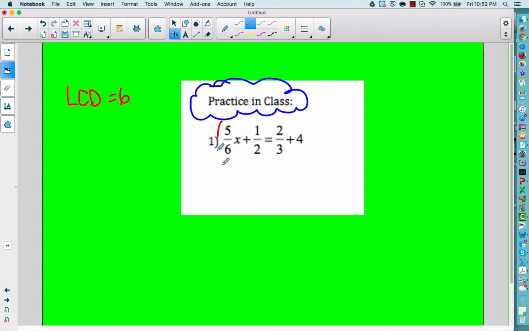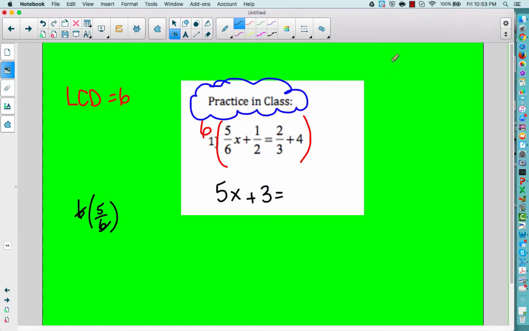So I am going to multiply the entire equation by 6. Now notice this time I wrote 6 once because it got really, really messy. So I'm very careful as I do this. I'm going to multiply 6 to 5 sixths. So 6 times 5 sixths. The 6's will cancel, and I'll get 5x. Then I'm going to multiply 6 to 1/2. 6 times 1/2 is going to give me plus 3.